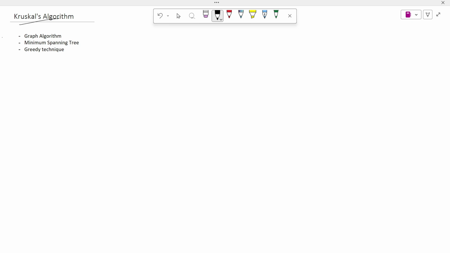Today we are going to learn Kruskal's algorithm, which is a graph algorithm used to find the minimum spanning tree, and it uses the greedy technique. Firstly, what is minimum spanning tree? Then we have to know what is Kruskal's algorithm. That is problem solving, and then the algorithm, and then its time complexity. So let us look into all of these one by one.